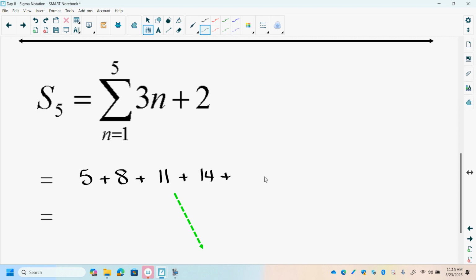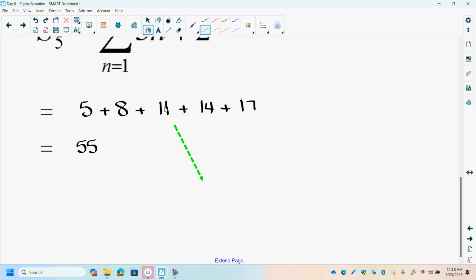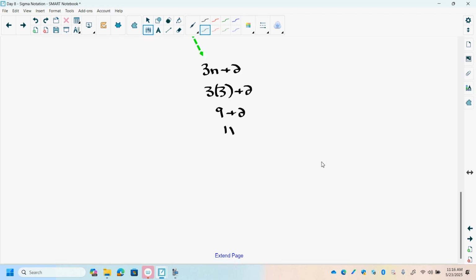And you can probably see the pattern, 5, 8, 11, 14. The last one should be a what? 17. How did I get the last one? I filled a 5 in. 3 5s are 15, plus 2, 17. Add these together. 11 and 14, 25. 8 and 17, 25. 25 and 25 is 50. Plus 5, what do you get? 55. All this is trying to show that this is the third term, correct? So that means I plugged a 3 in for n. 3 times 3, 9, plus 2, 11. That's how they got the 11.